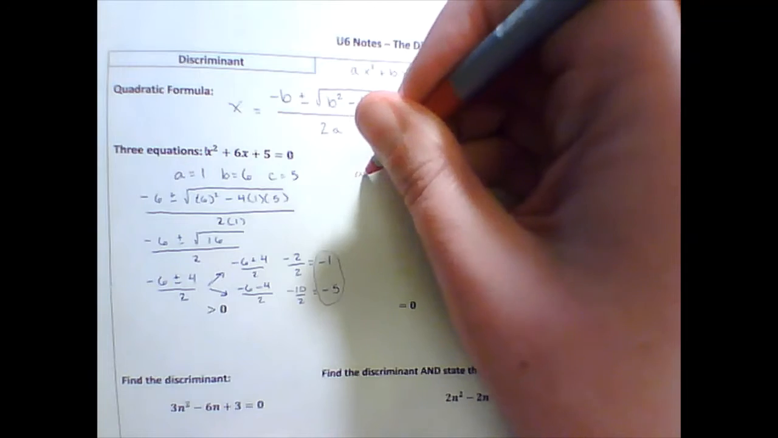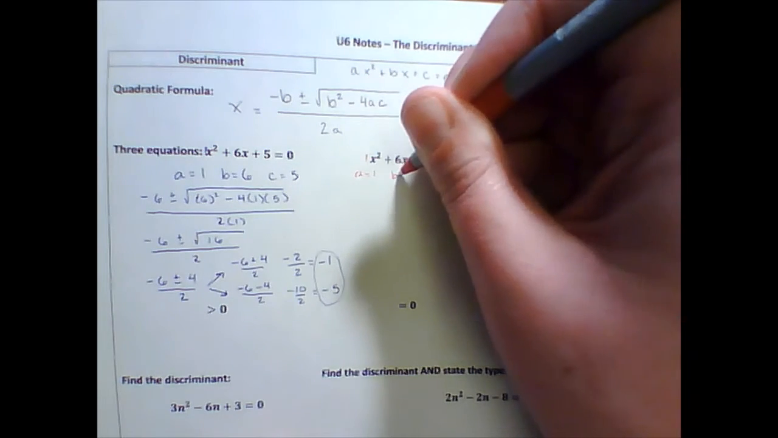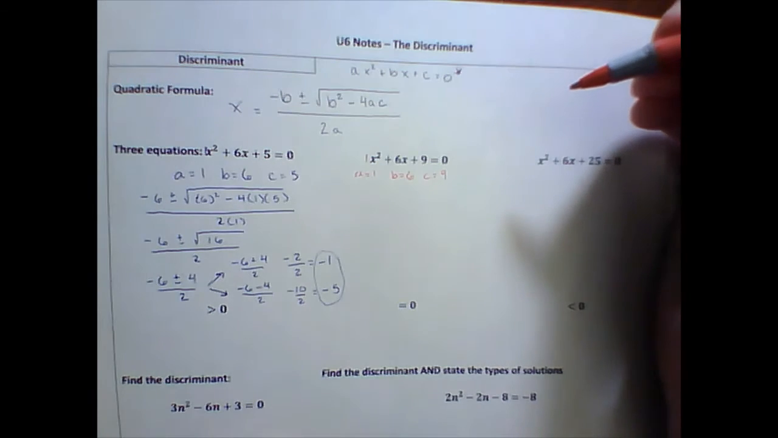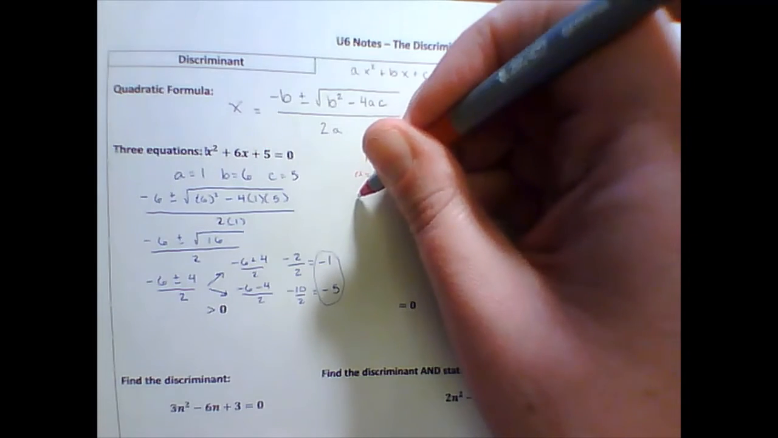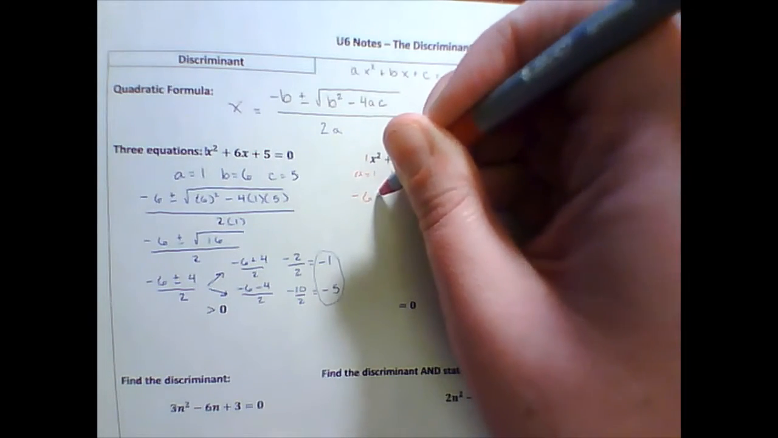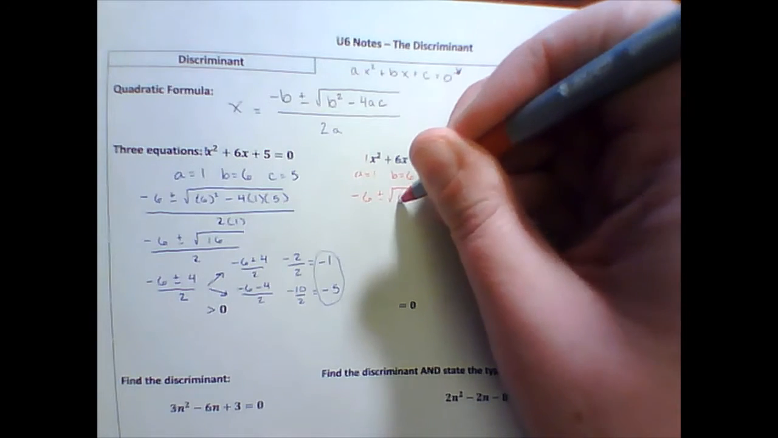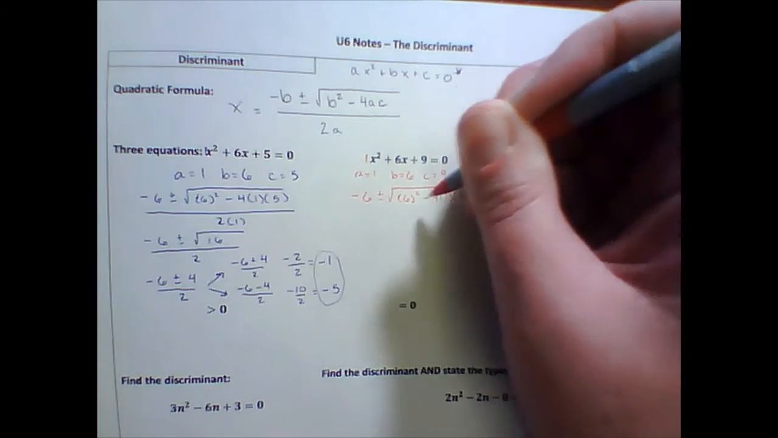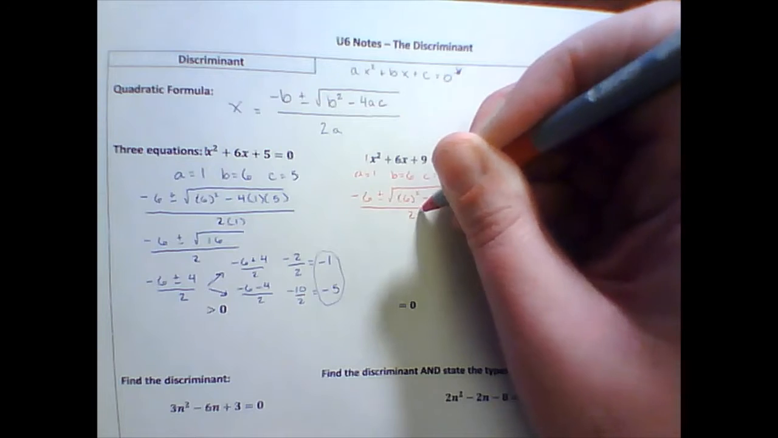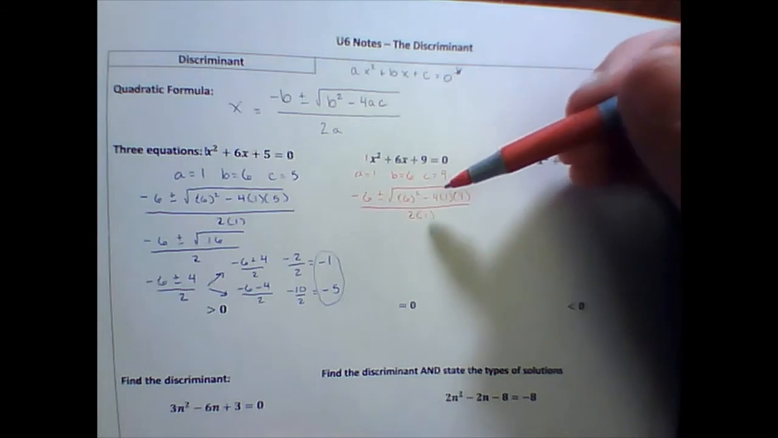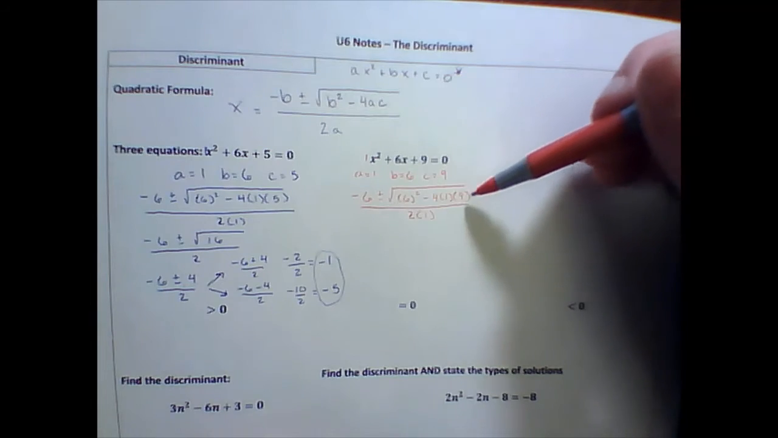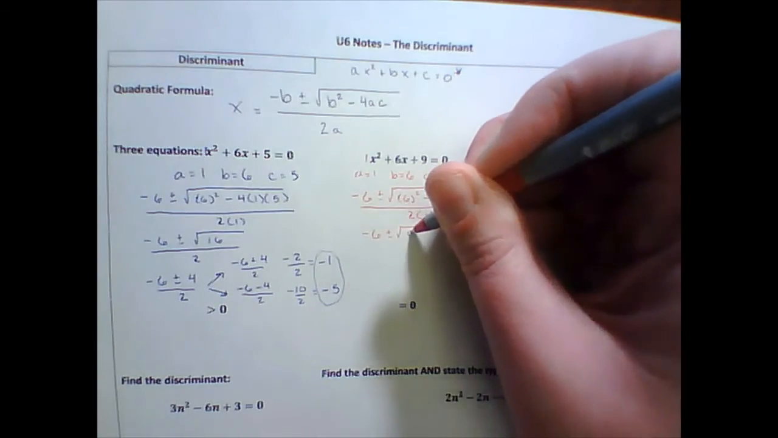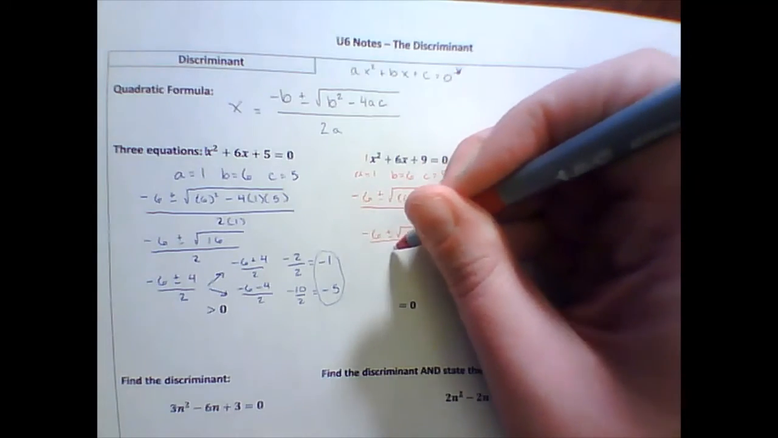Next problem. Again, the only difference in this problem is the c. A is still 1, b is still 6, but the c is now a 9, and we've got a 0, so we can proceed. It's always important to have a 0. So again, we have negative 6 on the outside, just like last time. And then we have 6 squared minus 4 times 1 times 9. That 9 is the only part that's different. We're going to see what happens to this. So we have 36 minus 4 times 1 times 9. That's 36 minus 36, which gets us a 0, which is kind of a funny number to have under a radical, but yeah, there it is.